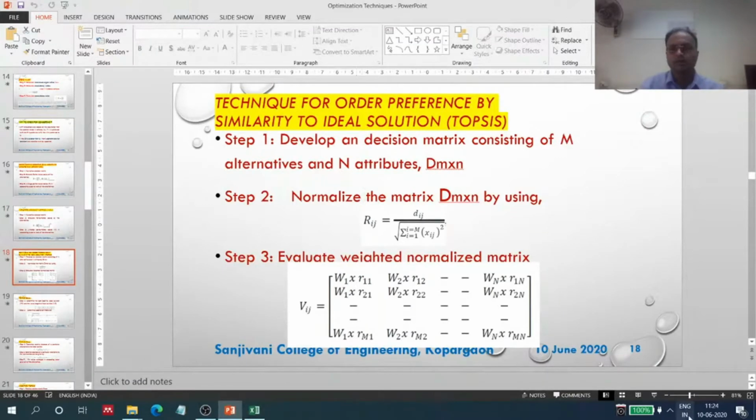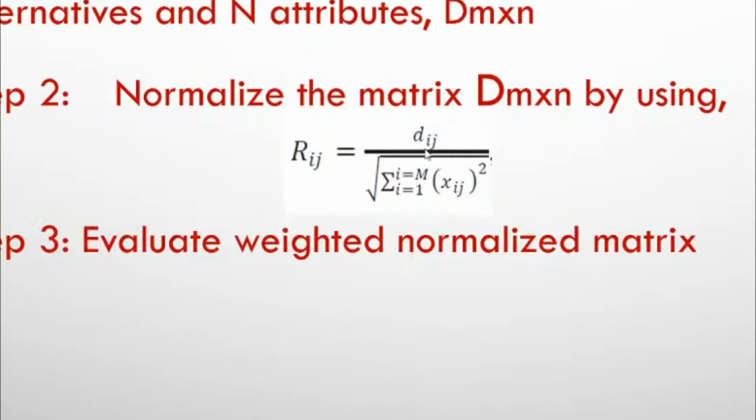Now how it is to be normalized, we can see here: Dij are the cell values divided by the square root of the summation of xij squared. So we take the summation of the squares of all the values for a particular attribute, and then we have to take a square root of that.